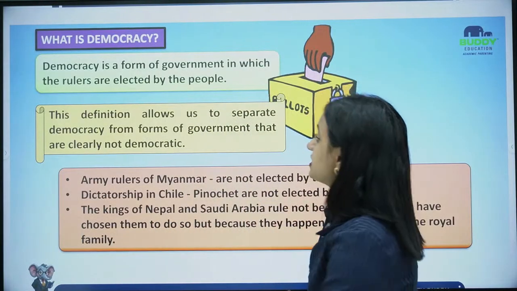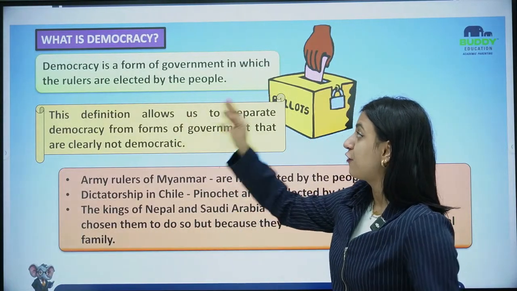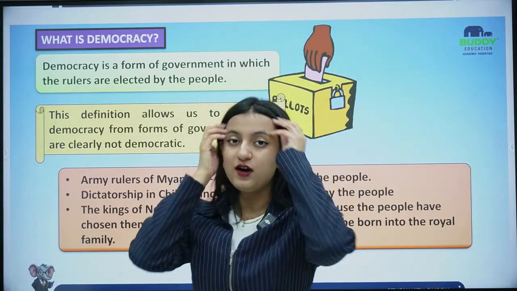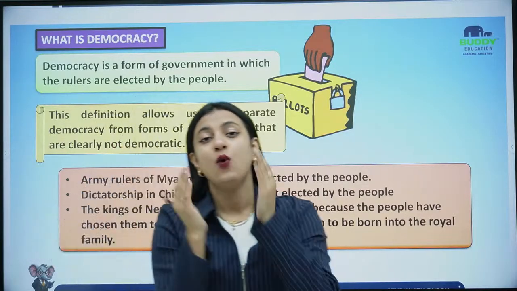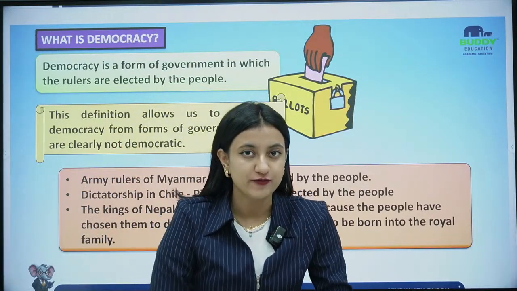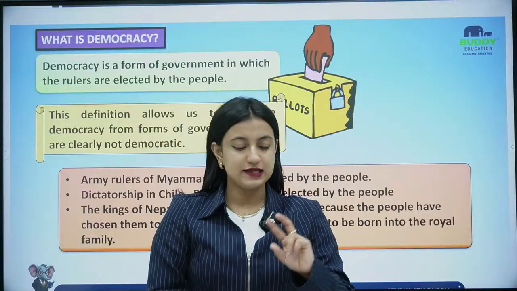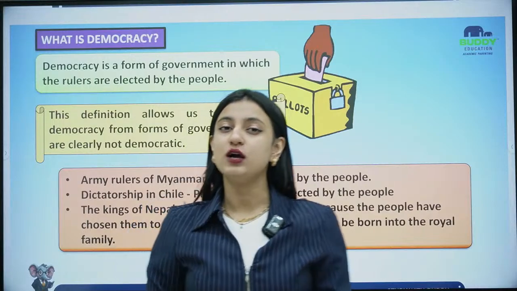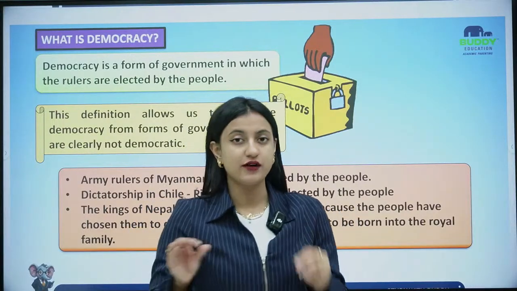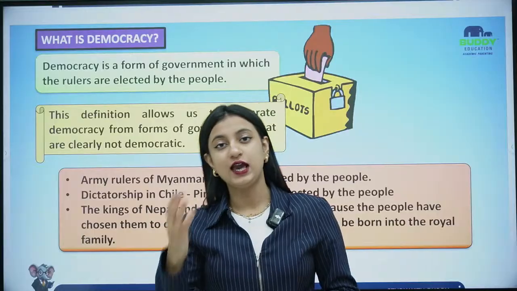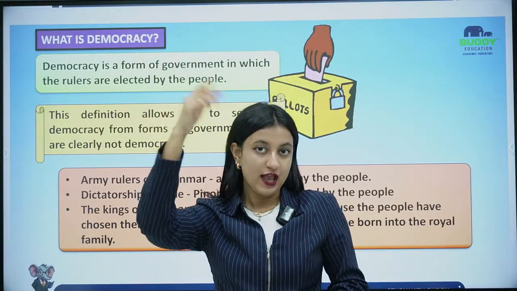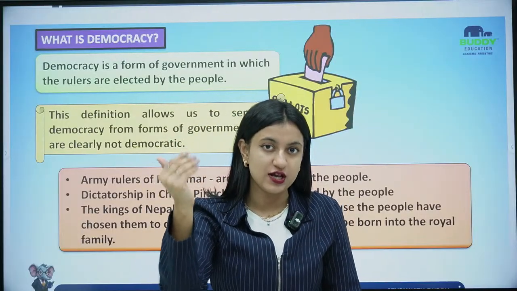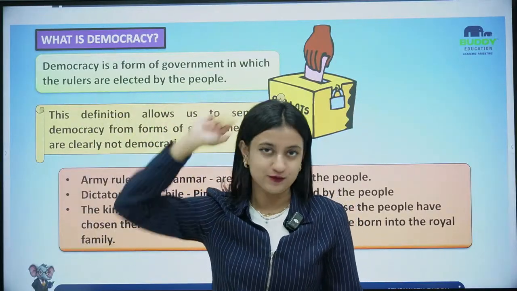So let's go forward. First, what is democracy? Democracy is a form of government in which the rulers are elected by the people. When we talk about different forms of government, let's say dictatorship, monarchy, or democracy: what is monarchy? A monarchical form of government is where a king is the ruler of the country, and after that king, the son of the king becomes the next ruler, and the hierarchy follows on, correct?